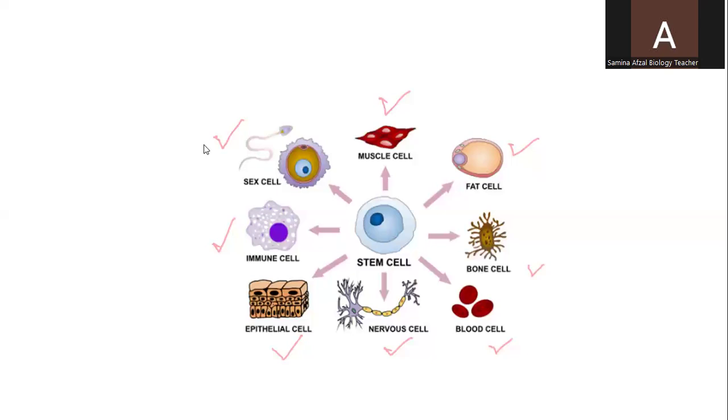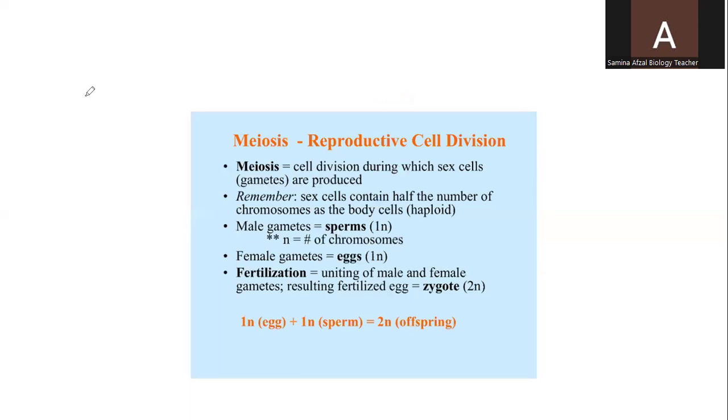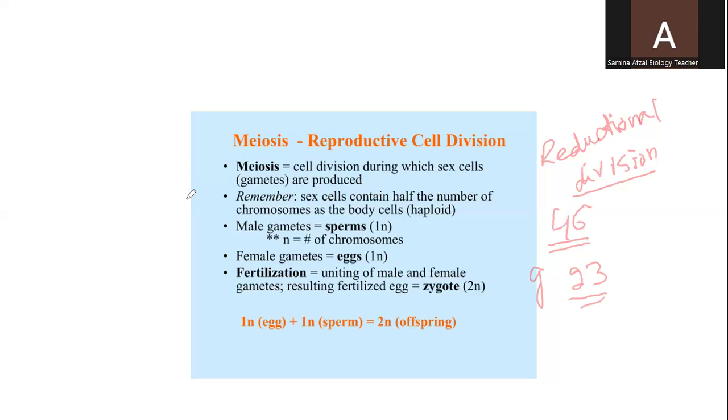Now, the second type of cell division is called meiosis, and meiosis takes place in the gametes. Meiosis is also called reductional division, because during meiosis, the chromosome number is reduced to half. That is, the normal cell has 46 chromosomes, but the gametes have 23 chromosomes, because during meiosis, when gametes are formed, the 46 number is reduced to 23.